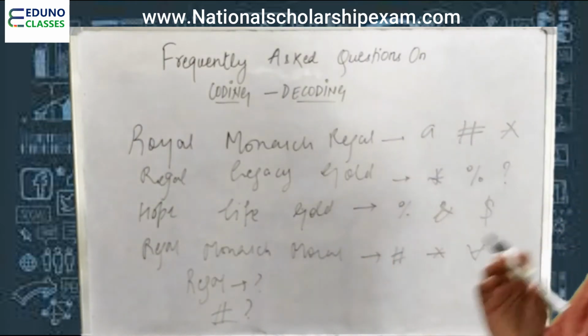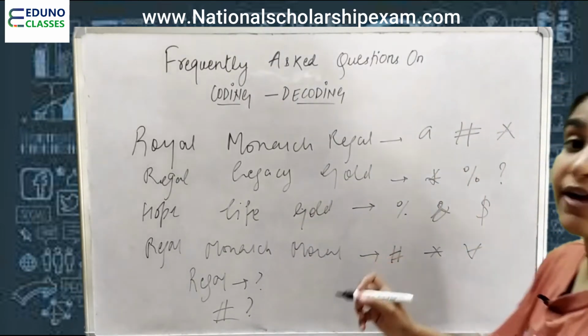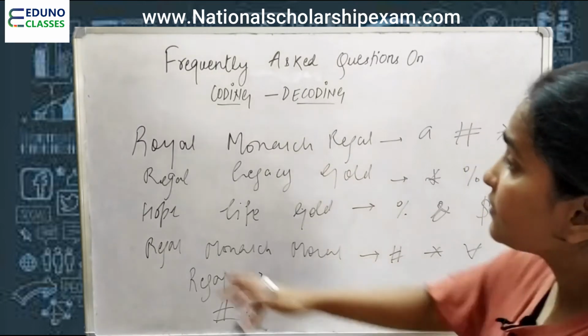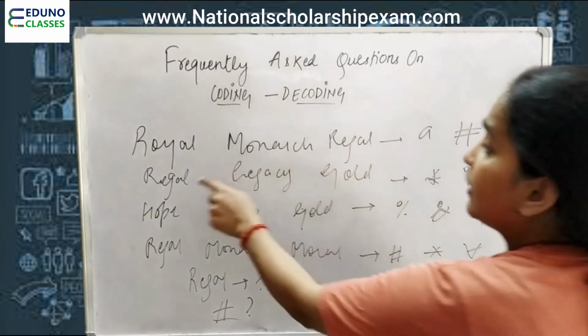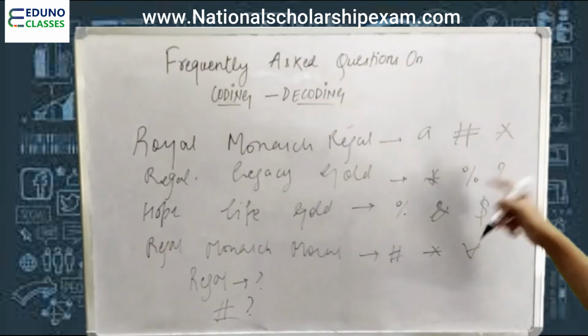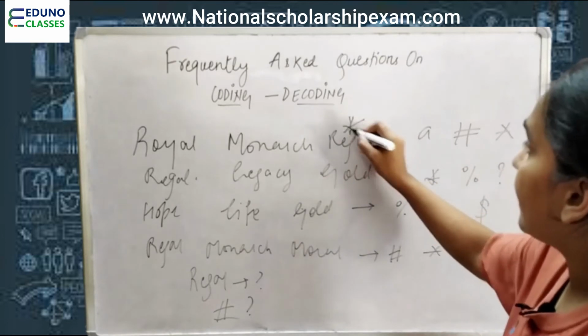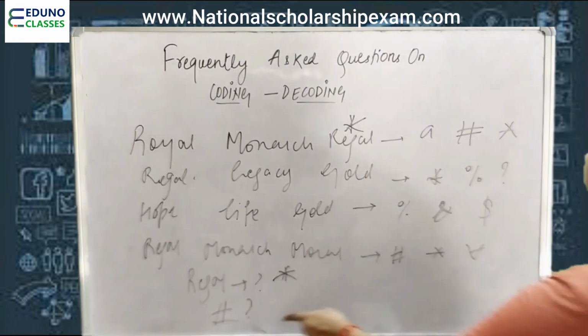So now we have to solve this as soon as possible. What we have learned in our previous slides is that we have to just cut out what we've got common. Let us select these two. Do we have anything in common? Royal Monarch Regal, Regal Legacy Gold. So we have Regal common. What is common in these two? Asterisk. So Regal is asterisk, done. So now this question is done. Regal. Now we have to find hash.